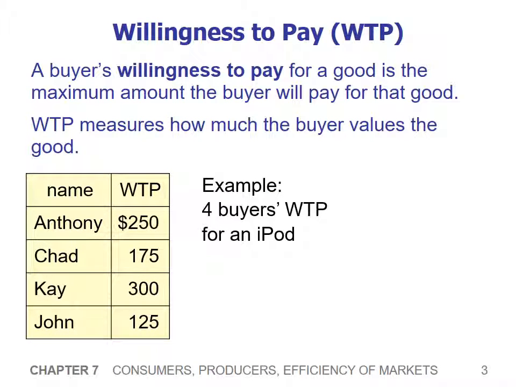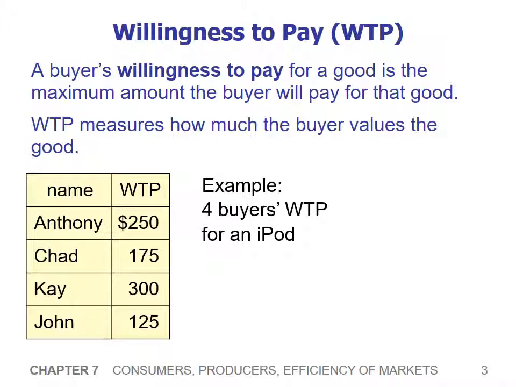Now, this is best illustrated with a simple example. Consider the market for iPods, and let's say in our market we just have 4 buyers. Anthony, who's willing to pay $250 for his iPod. Chad, $175. Kay, who really wants that iPod, is willing to pay $300. And John, who doesn't really care for an iPod at this stage, will only pay $125.